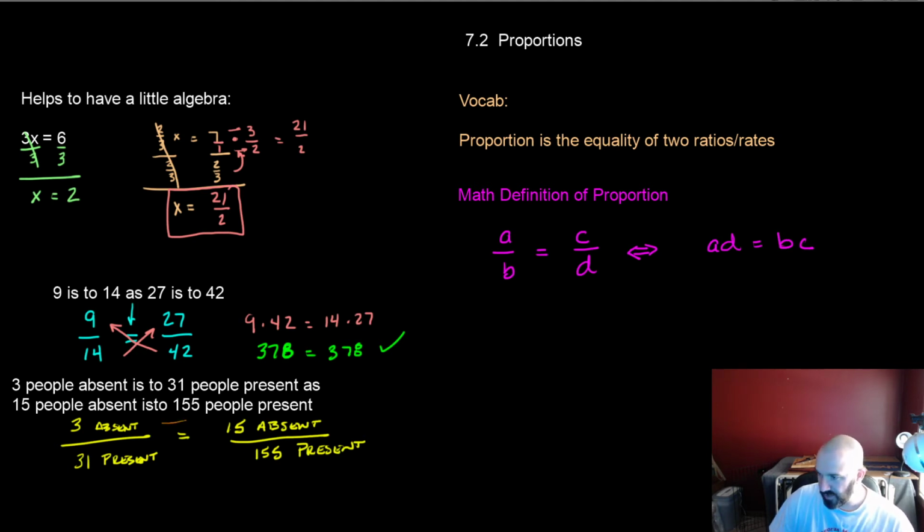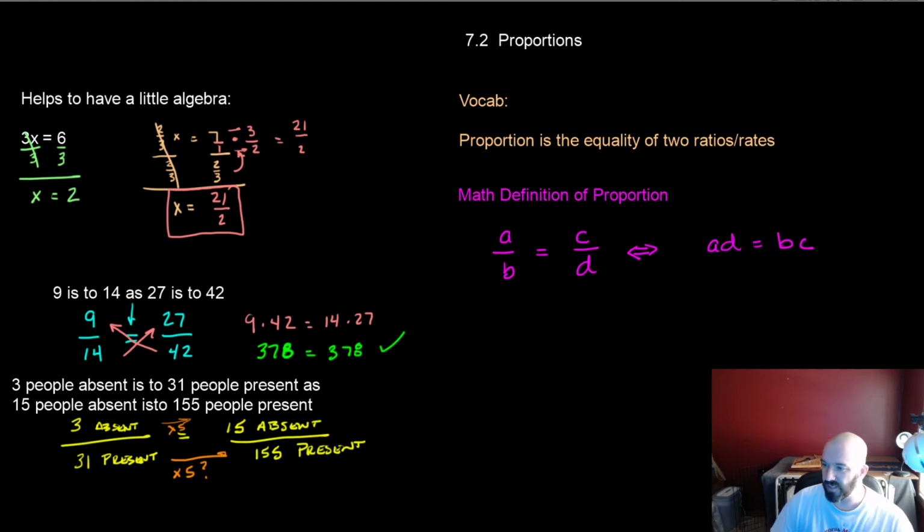You can also do this by scaling. So if you can guess what you can multiply 3 by to get to 15, it's times 5. Then the question is: is this also times 5? If it is, it's a proportion. If it's not, it's not a proportion.